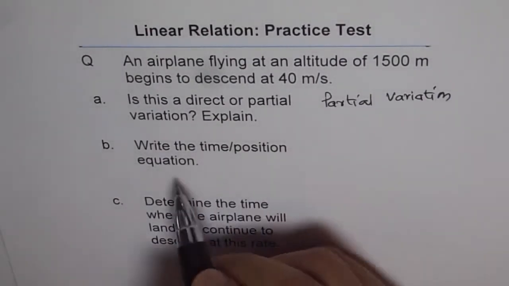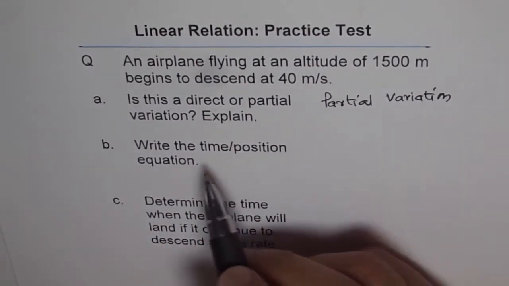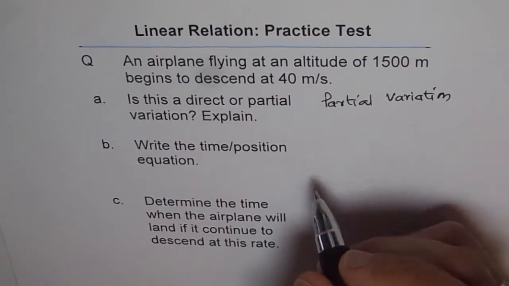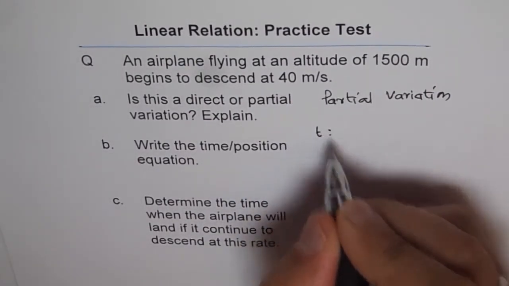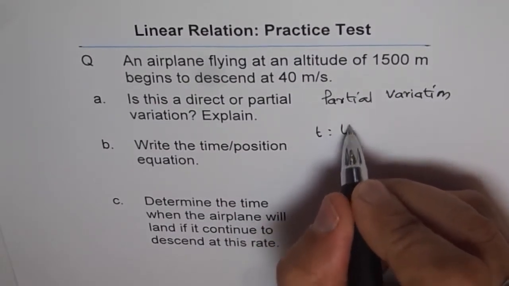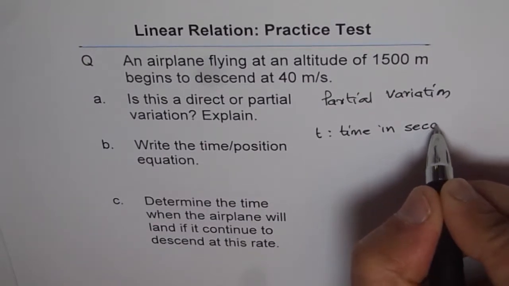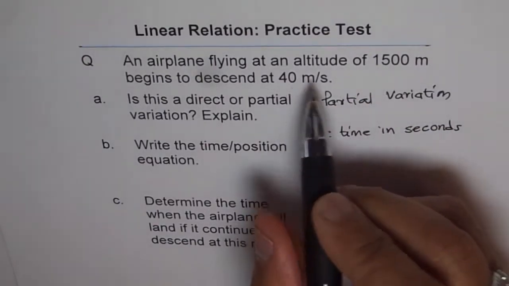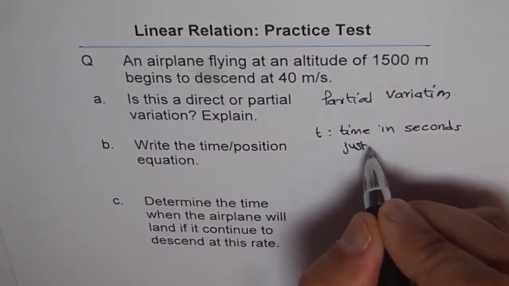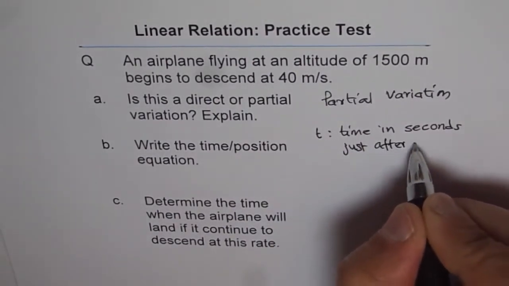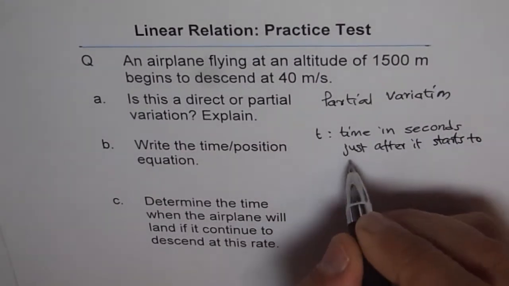Write the time position equation. Now for writing the time position equation, we need to define our variables. So the independent variable is time for us. Let's say t will represent time in seconds since the plane starts to descend, right? Or just after it starts to descend.